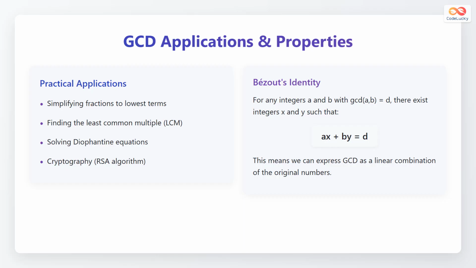Now, let's explore the applications and properties of the greatest common divisor. GCD has several practical applications. It is used in simplifying fractions to their lowest terms, finding the least common multiple, solving Diophantine equations, and it even plays a role in cryptography, specifically in the RSA algorithm. One important property is Bezout's identity. For any integers a and b with GCD equal to d, there exist integers x and y such that a times x plus b times y equals d. This means we can express the greatest common divisor as a linear combination of the original numbers.